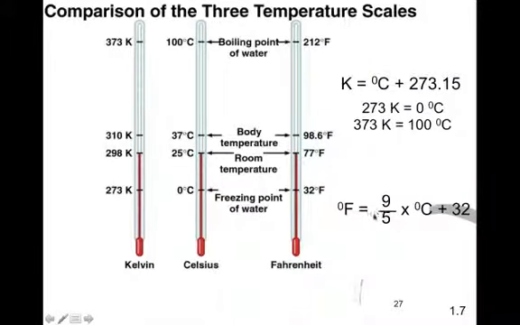Okay, to change Celsius into degrees Fahrenheit, you take 9/5, which is 1.8. If you want to use the number 1.8 instead, that's fine. I like 1.8 instead of 9/5. 1.8 times the degrees Celsius, and then you add 32. So it gives you some equivalent points.